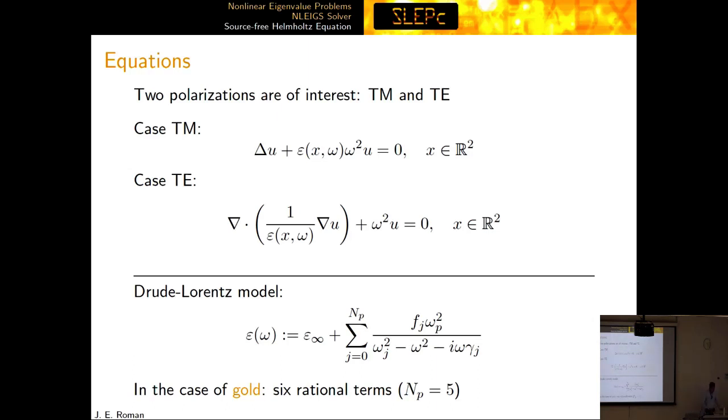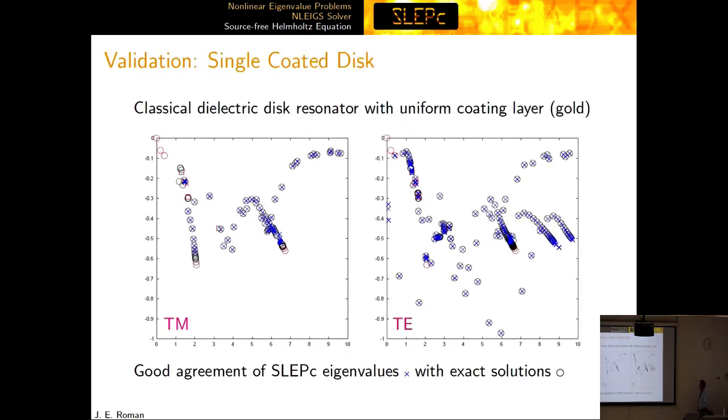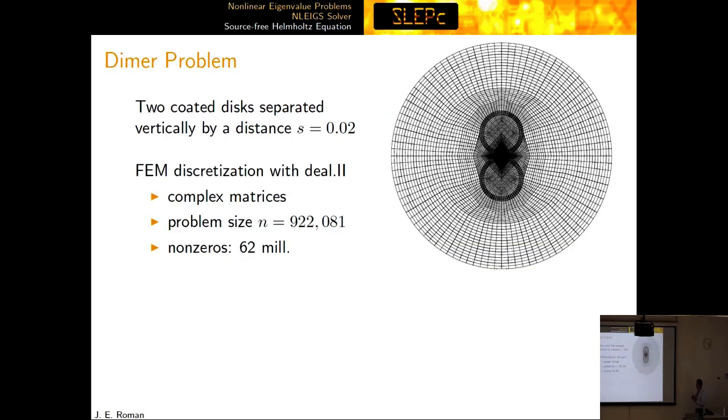To validate the solver, we first compute the solution of a problem where we know the exact solution, which is this resonator with uniform coating layer. And we see that for both TM and TE modes, the eigenvalues computed by SLEPc match the exact solution. So once we have validated the solver, we can go on to solve a problem that has no exact solution, and we can compute it numerically.